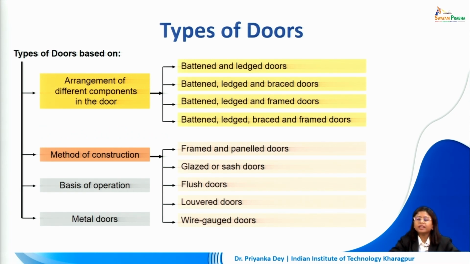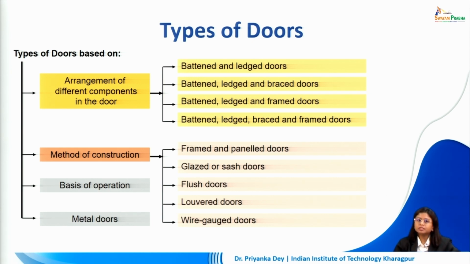Doors can be classified on several criteria. We can classify them on the basis of arrangement of the different components within the door, the different members or components which are together forming the door. Based on that, we can differentiate between subtypes. We can also classify doors on the basis of method of construction. The basis of operation, that is how does the door actually work, how does it operate or move, can also be one of the bases for the classification of doors. And finally, there are many types of metal doors that we can also use. So based on this type of material, we can further classify.